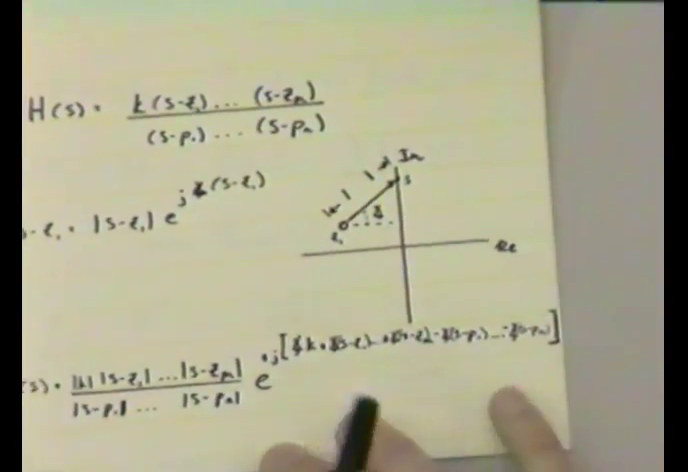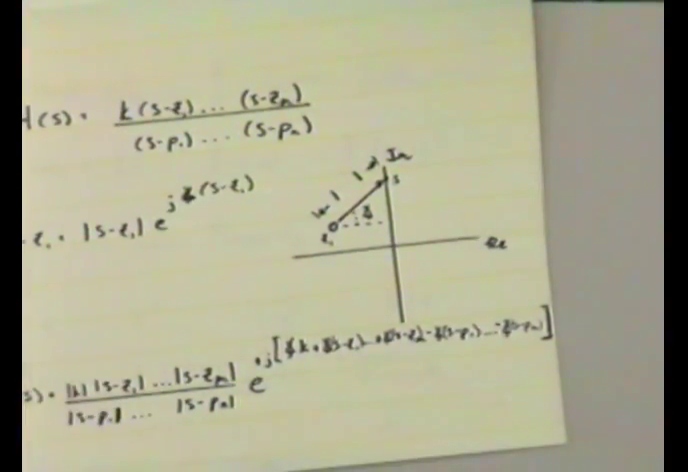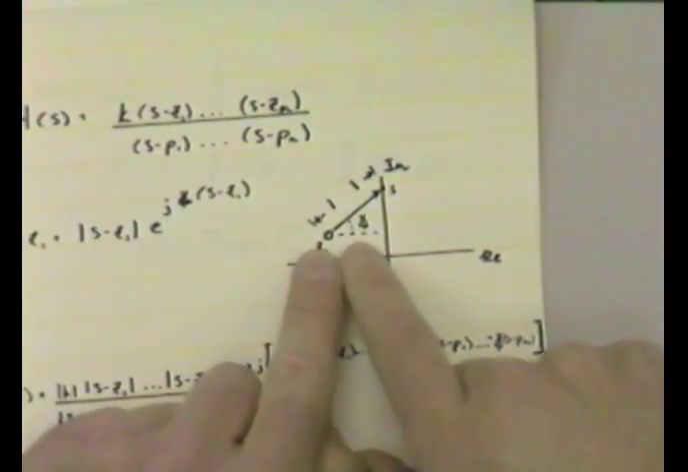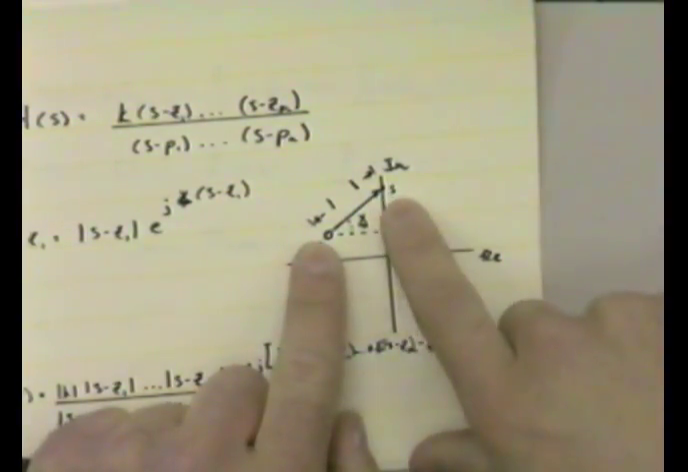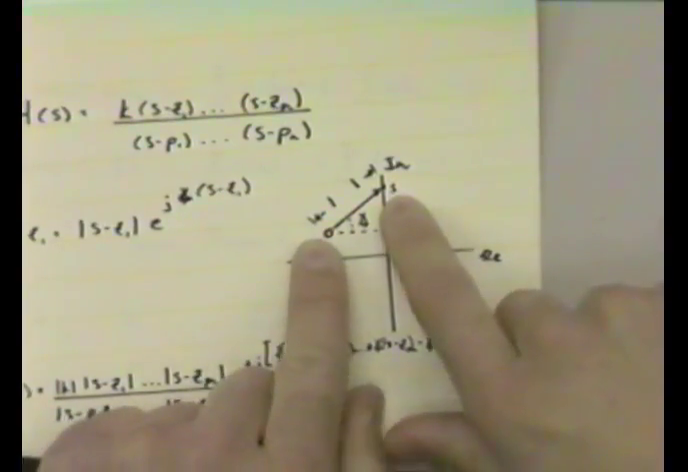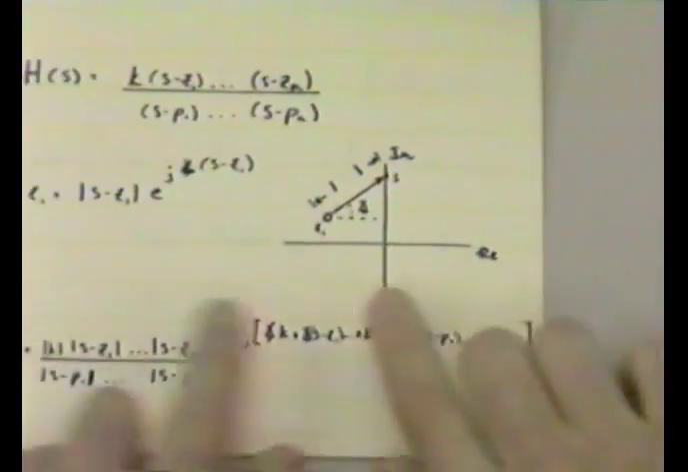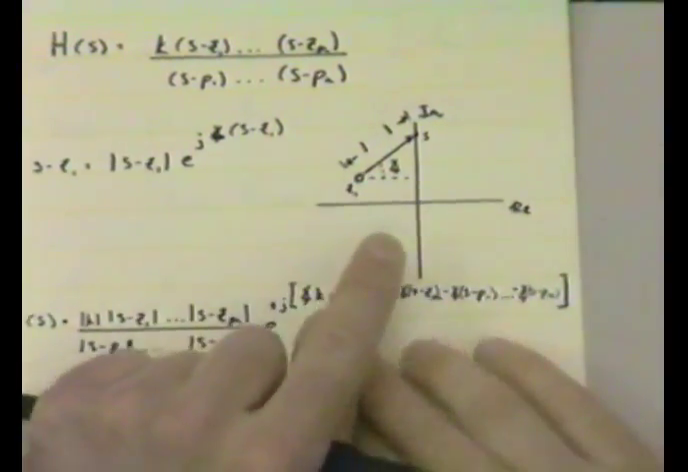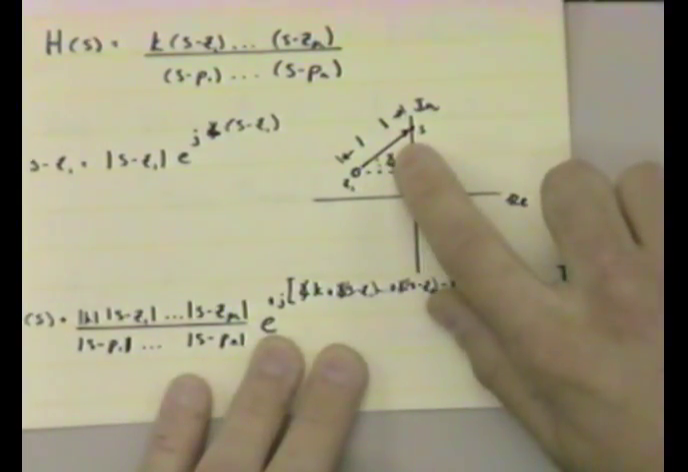The graphical interpretation is really quite neat. The magnitude of this term here is given by the distance, I did it here for a zero, from the zero to the point of interest. I've chosen my point s to be on the j omega axis for obvious reasons. The magnitude here is given by this distance, and this phase term is simply the angle between this vector, s minus z1, and the horizontal line.